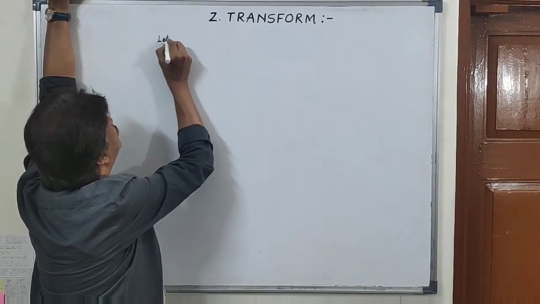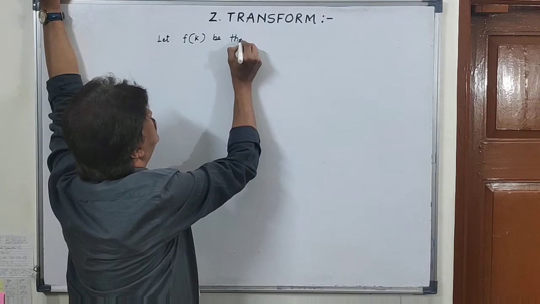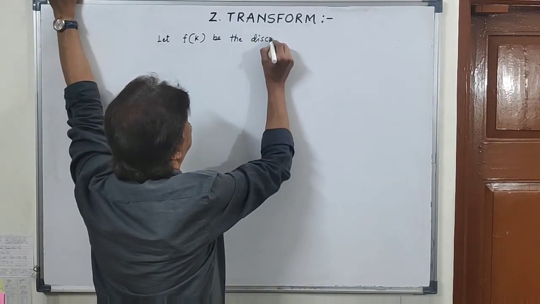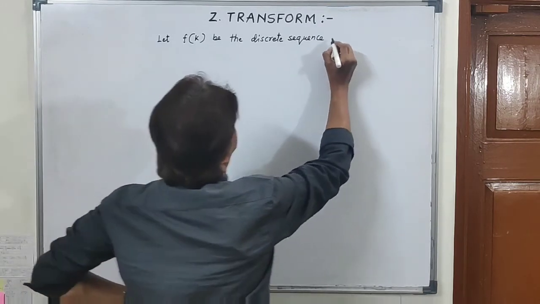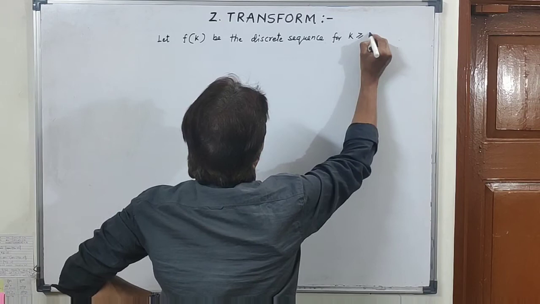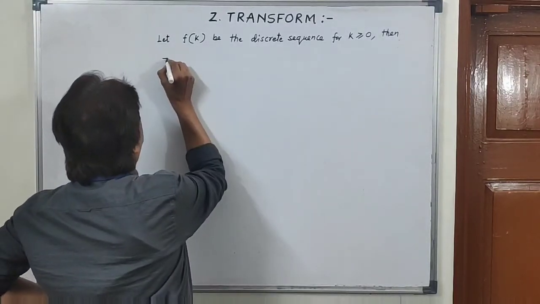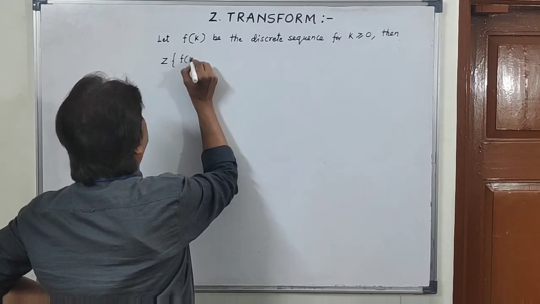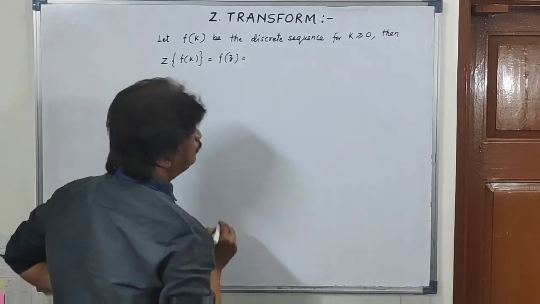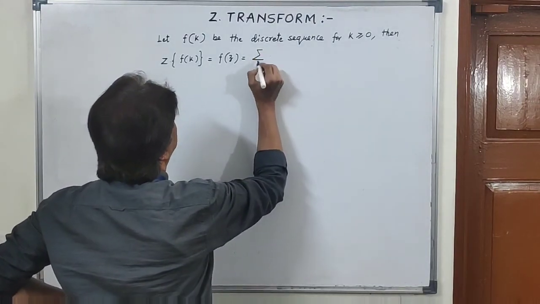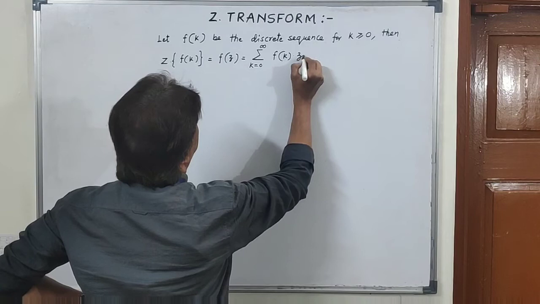Let f of k be the discrete sequence for k greater than or equal to 0. Then the Z transform of f of k is denoted by F of z, which is equal to summation k equal to 0 to infinity f of k into z raised to power minus k.